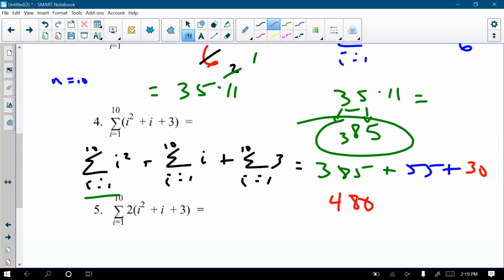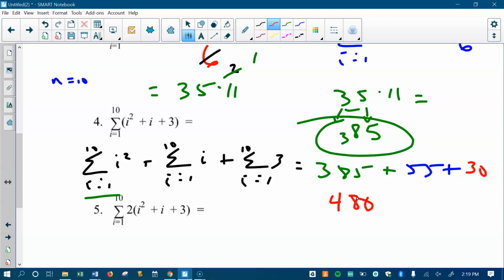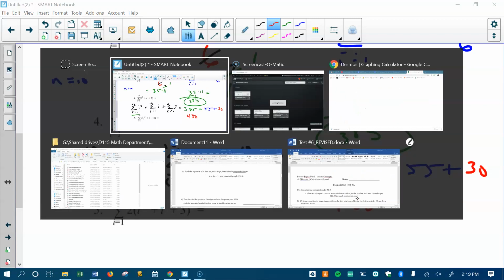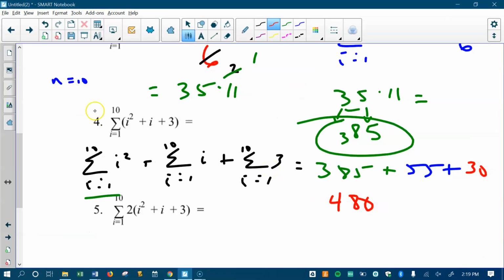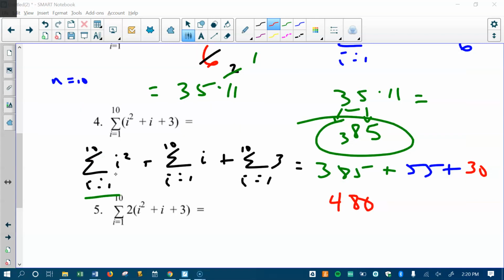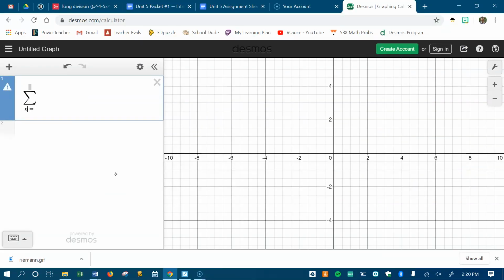Let's check, make sure that I can do it. Believe it or not, Desmos can actually do this as well. Your calculator can do these as well, in the sense that it can put in these sigma notations. I'll show you that in class, although it's not entirely relevant for our course because you will never get many problems like that in this class. Let's do sum, changing this variable to i equals 1 to 10 of i squared plus i plus 3.